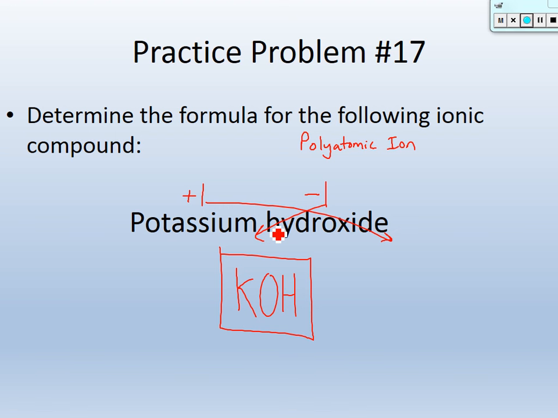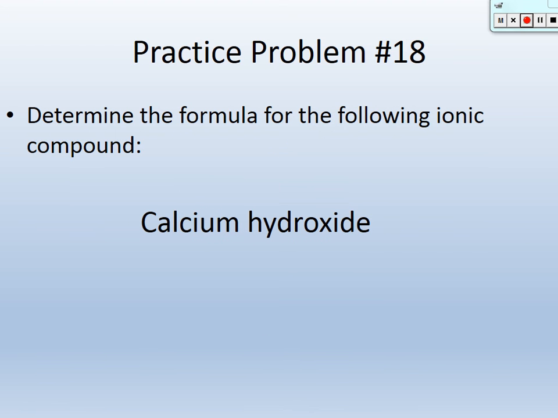I've got one more like this one, but it's a little bit different. So practice problem 18. This one changes a little bit, so I'd like to go through this one with you. Okay, calcium, what's its charge? Yeah, it's plus 2. It's in group 2, so it's a plus 2. Hydroxide is polyatomic. We just did it. What's its charge? Minus 1. It's a polyatomic ion. Okay, now we do the crisscross here.